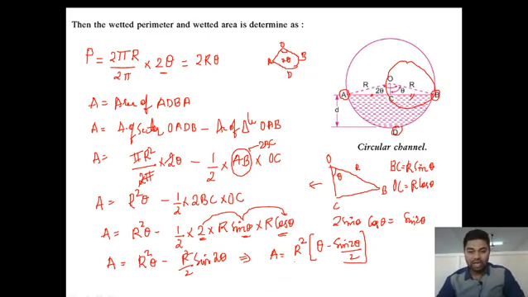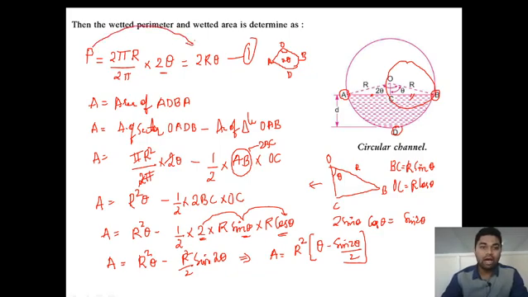This is nothing but the area of flow in the above circular channel. And what is the perimeter? Perimeter is 2r theta. Look at equation 1. Perimeter can be given by 2r theta, and the area of the flow is given by r square into theta minus sin 2 theta by 2.